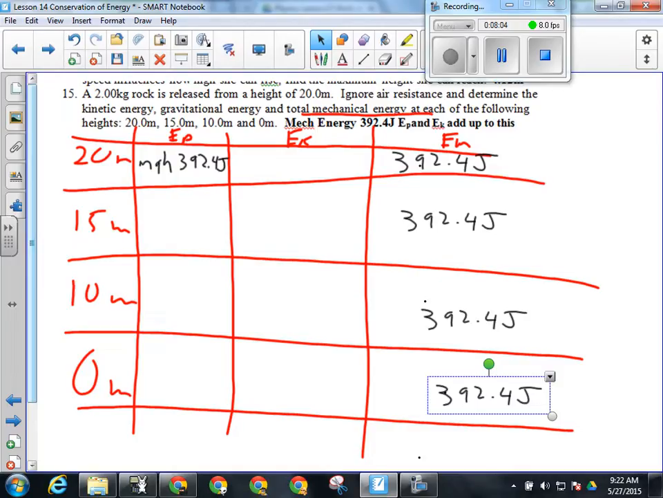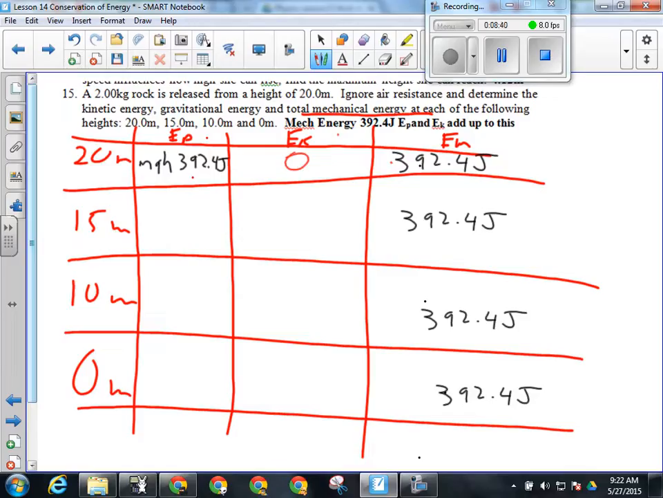Right. So how much kinetic energy do I have at the height of 20 meters? Zero. Okay, remember, mechanical energy is EK plus EP. If I know this equals 392, 392 plus 0 equals 392. This has to be 0. All right? Now, the only things I have to calculate all the way down are the potential energies. I can figure out the kinetic energies by doing what? By subtracting the potentials from the mechanical, and I fill in the chart from there. Okay? Does that sort of make sense?